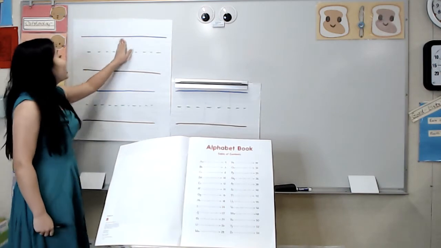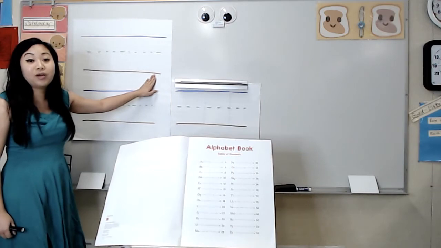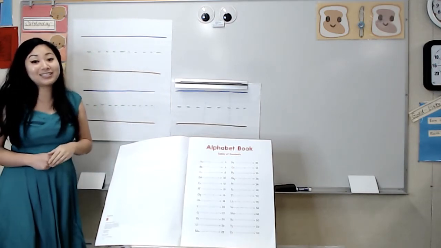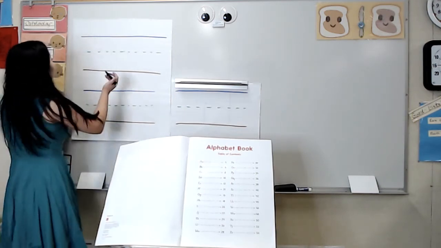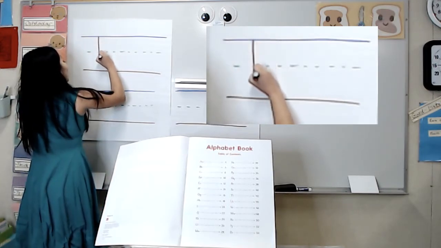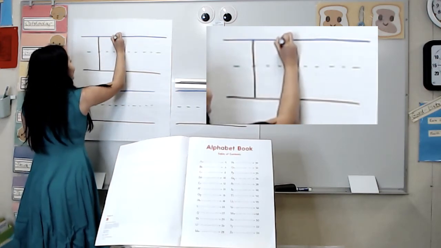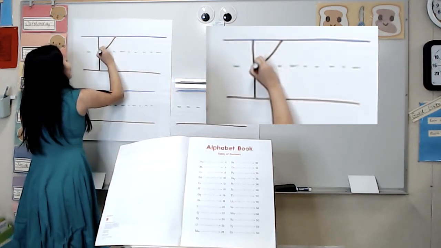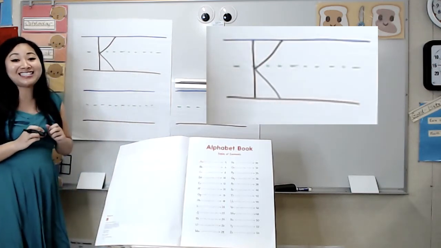This is the sky, the grass, and the ground. Remember, some letters start in the sky and some start in the grass. For the letter K, I'm going to start in the sky, touch the ground, go over a bit, back in the sky, diagonal to the grass, diagonal to the ground. That is an uppercase K.